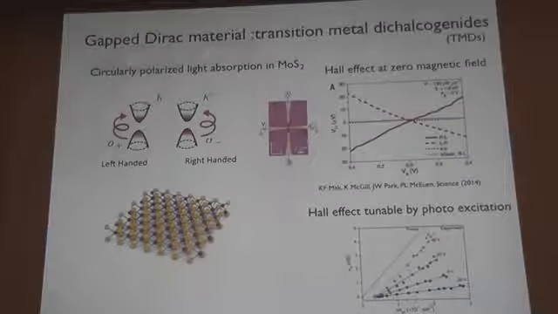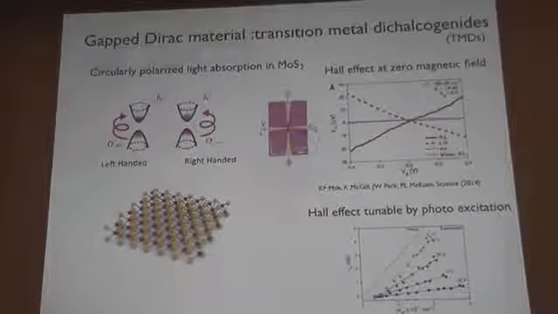This was recently seen in the transition metal dichalcogenides, which can be thought of in a simple way as gapped graphene. They shone circularly polarized light and excited particles in k or k prime, with left and right hand circularly polarized light, and then measured the Hall effect. They found a Hall effect which was tunable by the photoexcited carrier density just by pumping, at zero magnetic field, and this came from Berry curvature. So that's one very simple thing one can do.